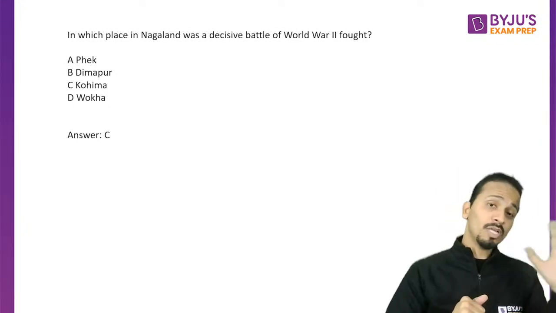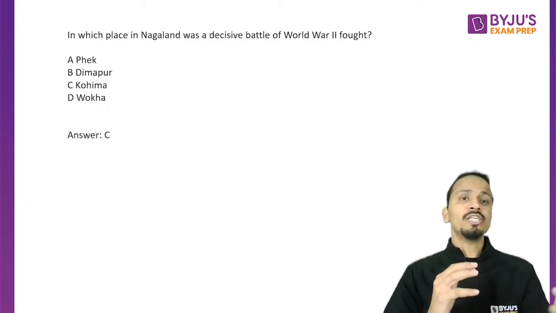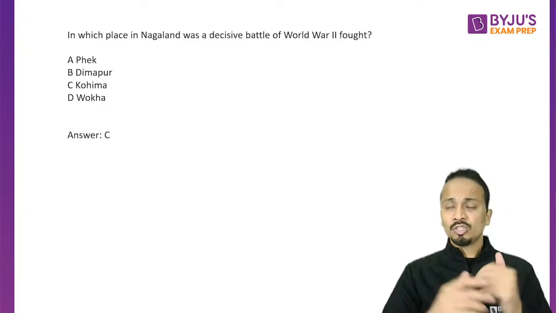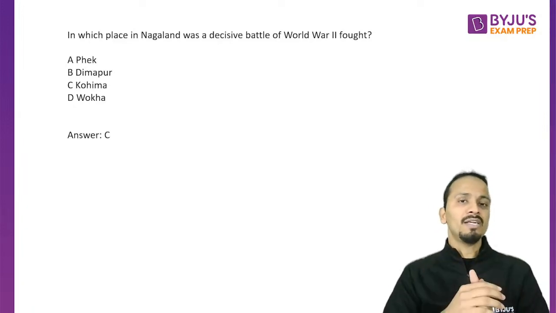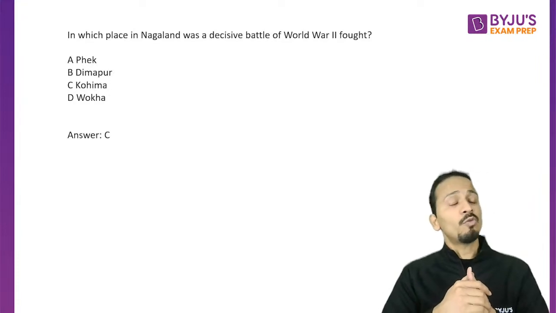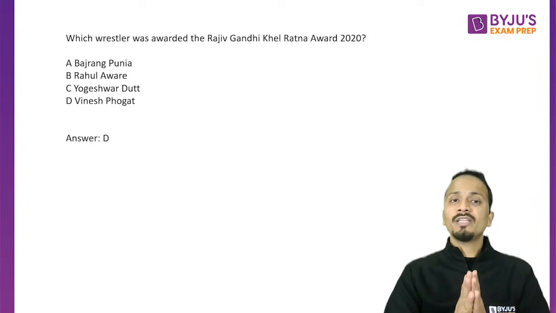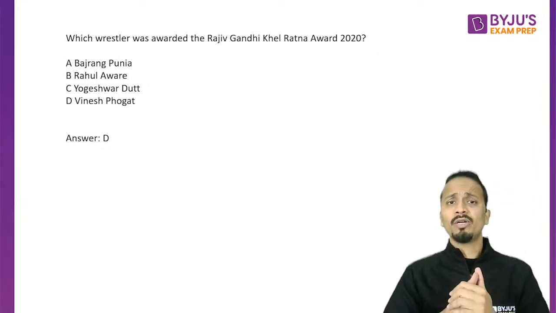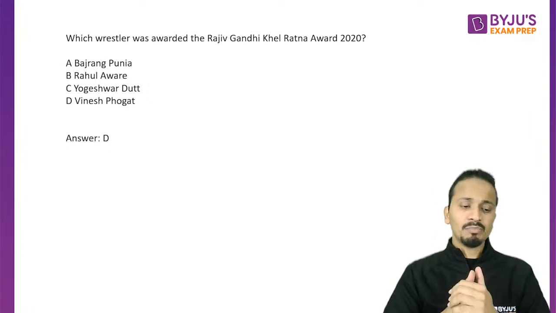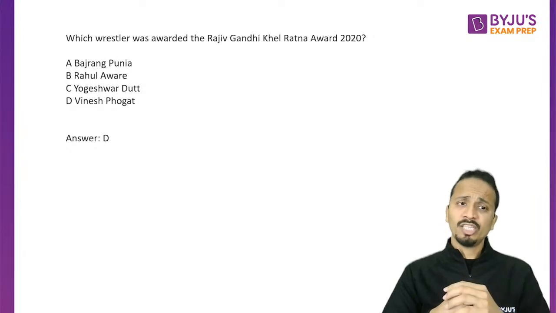If you also know the history, the topics that we discussed, you need to prepare for the GA section. One of the topics was Indian history. So Kohima in Nagaland is the place where the decisive battle of World War II was fought. Next is, which wrestler was awarded the Rajiv Gandhi Khel Ratna Award in 2020? About the different awards, Khel Ratna Award and the other Padma Shri awards, these were also questions that were asked last year. The answer is Vinesh Phogat.